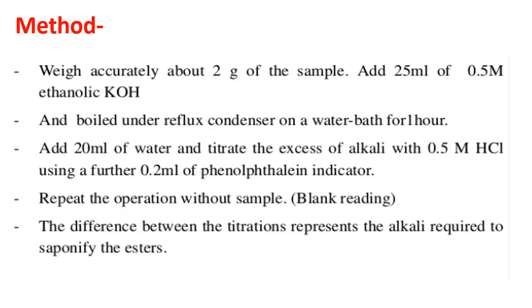Method. Weigh accurately about 2 grams of the sample and place it in a container. Then add 25 ml of 0.5 molar potassium hydroxide and boil the solution under reflux condenser for 1 hour. Then add 20 ml of water and titrate the excess alkali with 0.5 molar HCl using 0.2 ml of phenolphthalein indicator. Then repeat the operation without sample and take the blank reading. So in this process, we take 2 readings, one with sample and second without sample. Then check the difference between the titrations, and this difference represents the alkali required to saponify the esters.